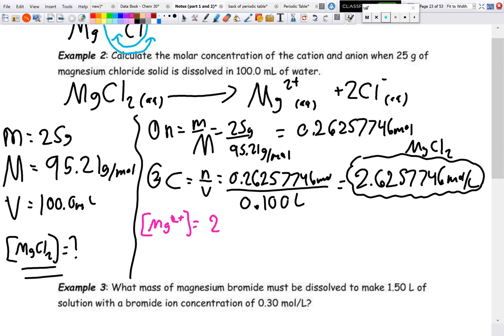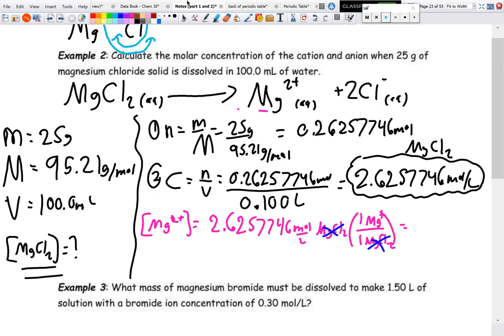And this is when we go 2.625776 moles per liter of MgCl2. Our conversion factor, like so, we want to get rid of MgCl2. So when we look in front, the molar coefficient is 1, so 1 MgCl2 on the bottom. And for our magnesium, we also have a coefficient of 1 Mg2+. So our magnesium chlorides, those units will cancel out. The only unit we're left with is magnesium.